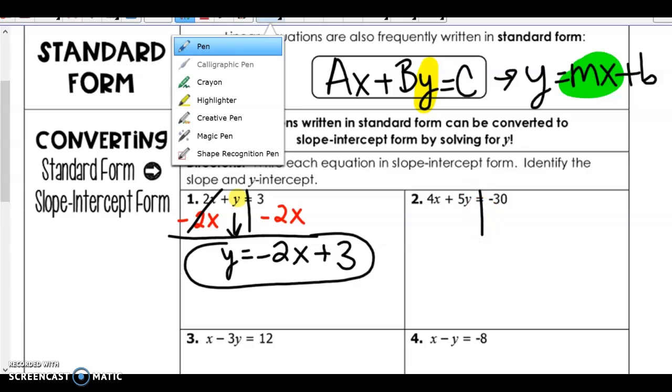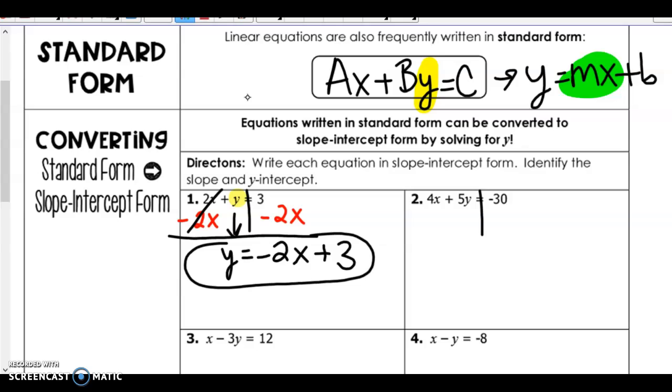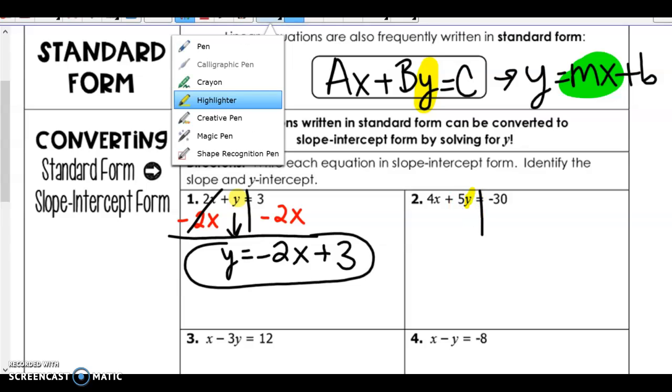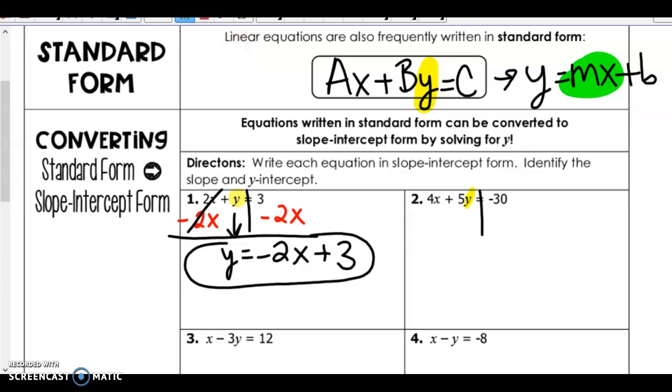Okay, so again, we want y by itself. Okay, so that's the whole point, is getting y by itself. So I'm going to start by moving my 4x. And to do that, 4 is positive right now, so I'm going to make it a negative. So you're going to subtract 4x from both sides. Okay. When I do that, these ones cancel.